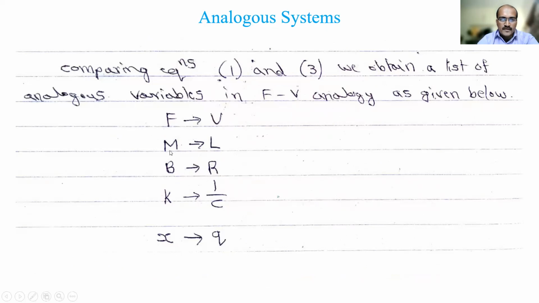The basic elements of the mechanical system: M is replaced by L, B is replaced by R, K is replaced by 1 by C, and X is replaced by Q. Again, you can continue. dx of t by dt means dq by dt, which is nothing but current I of t. Then d square x by dt square is nothing but d square q by dt square, which is nothing but di by dt. Like that you can continue. We will do it in the problem part.